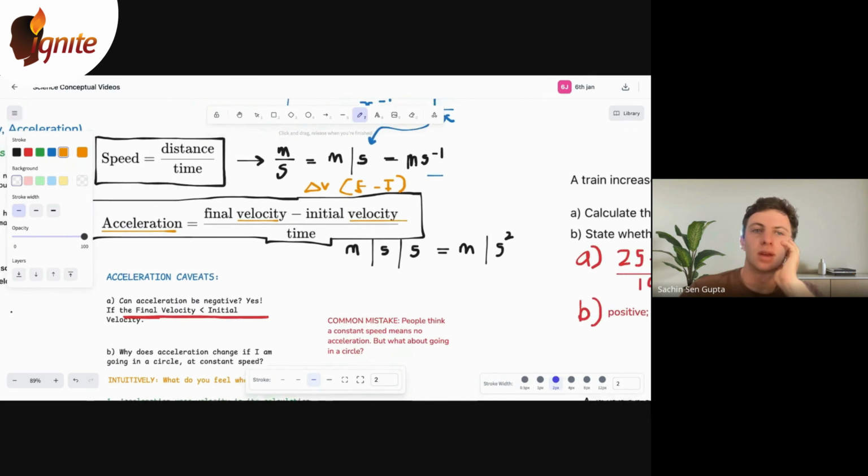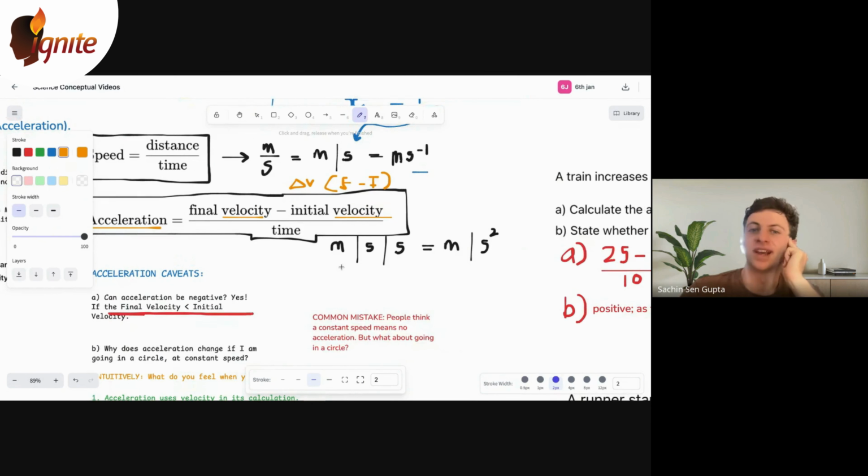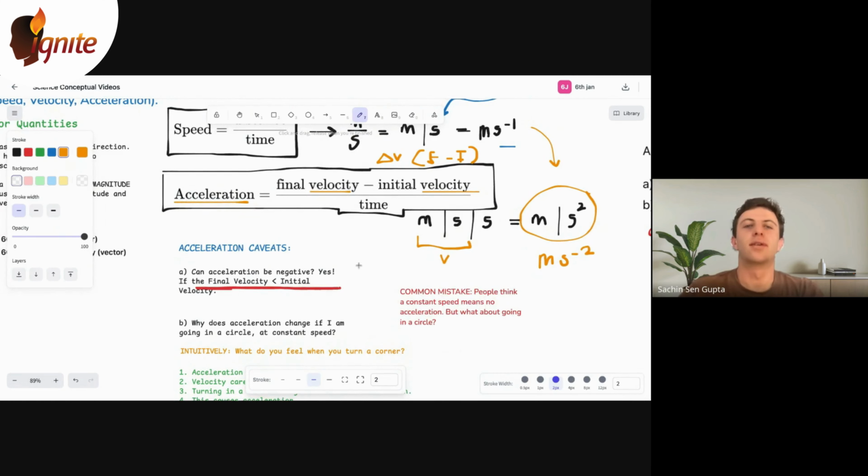Now, we said velocity is meters per second with a direction, right? Therefore, acceleration is the change in velocity. So given meters per second is velocity, velocity per second is acceleration, which is why the unit is meters per second per second, or meters per second squared. Or if we wanted to use this notation, which is a bit less common with acceleration, meters per second to the power of -2.